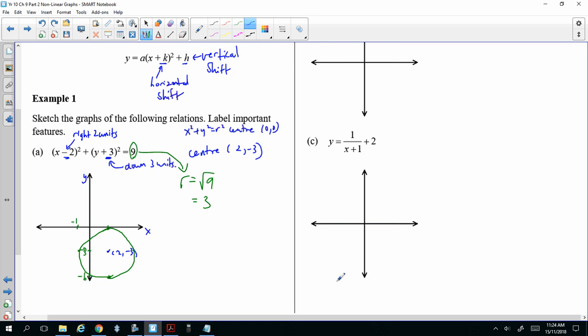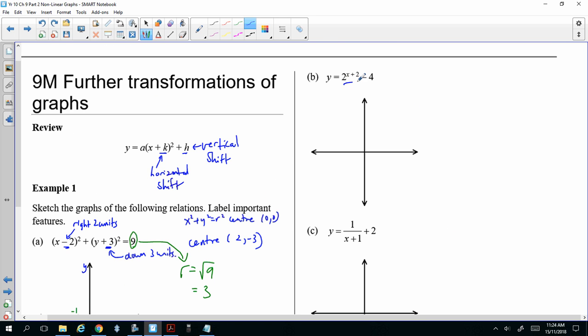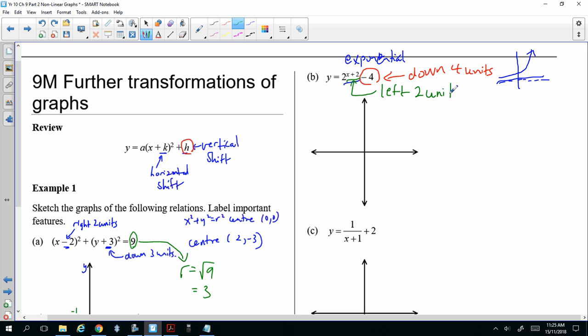So the next one is over here. This is an exponential. Hopefully you remember exponential, which has a shape that looks like this. That's the shape of the graph. Exponential will have an asymptote, right? So now we're going to look at this graph. The -4, like this h here, you go down 4 units. And then the x plus 2, this bit here, you go left 2 units. So you've got these transformations.